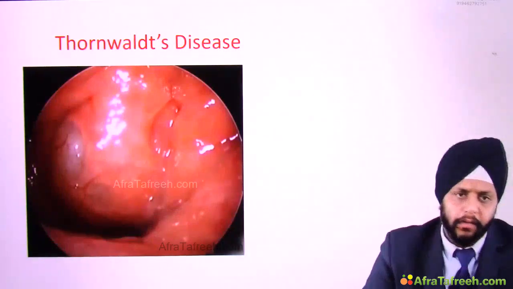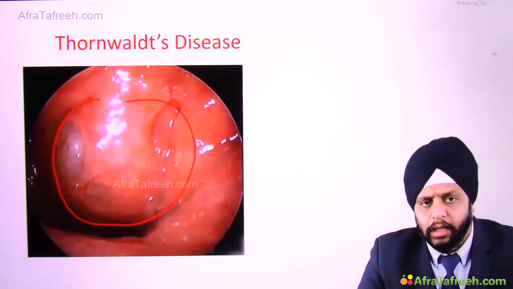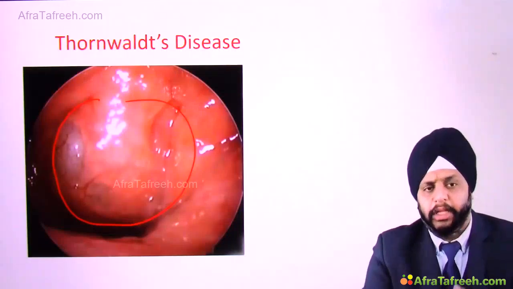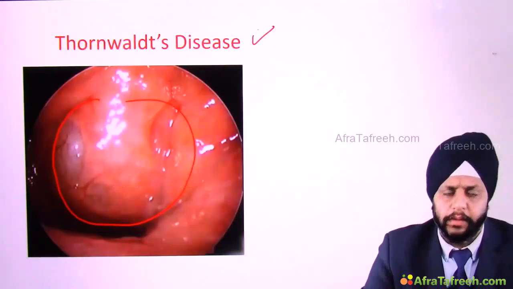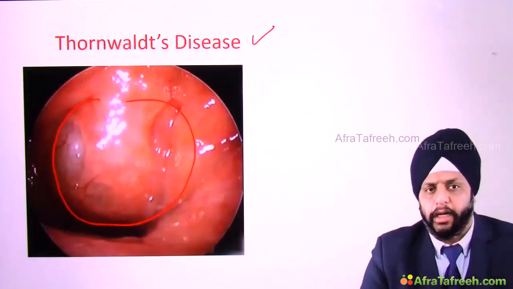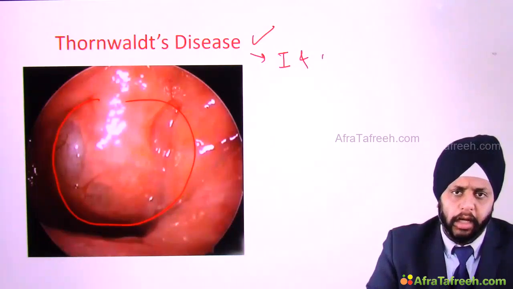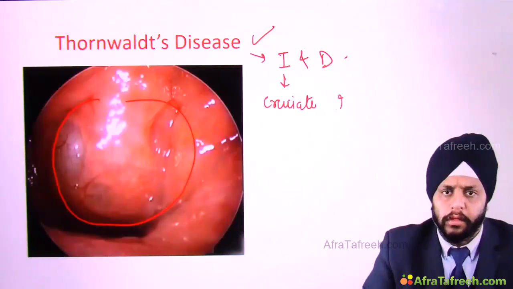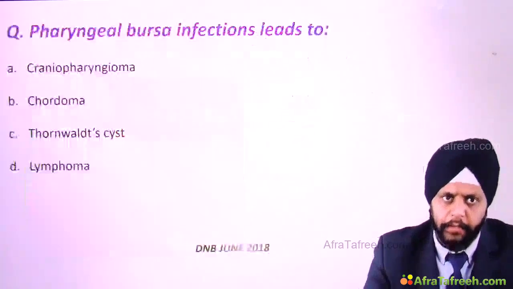Thornwaldt disease. You can see over here that there is a cystic mass arising in the nasopharynx from the posterior superior wall where we have the adenoids. Generally it arises from the nasopharyngeal bursa, so that is Thornwaldt disease. I have already told you it can cause bilateral nasal obstruction, and in the treatment we do incision and drainage. The incision given is a cruciate incision to decrease the chances of recurrence, and if there is still a recurrence, you can go and remove the whole adenoids. You can do adenoidectomy.